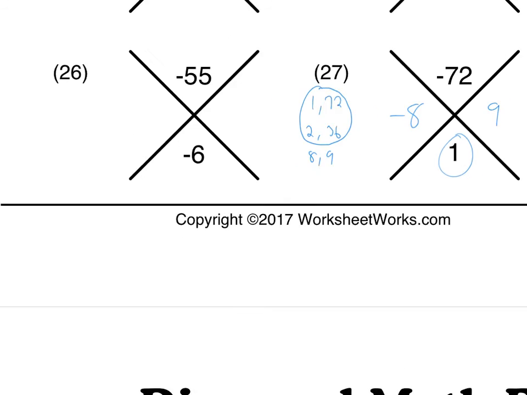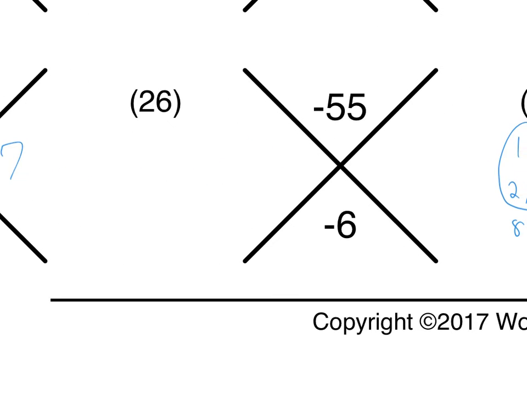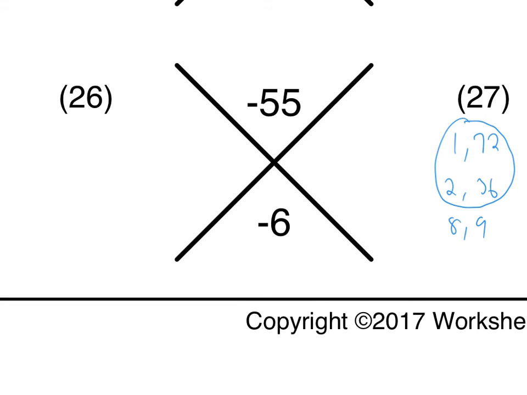All right, a couple more. Factors of 70 again. I got 10 and 7 again. In this case, they're both going to be positive. And then number 26, I got negative 55 and negative 6.